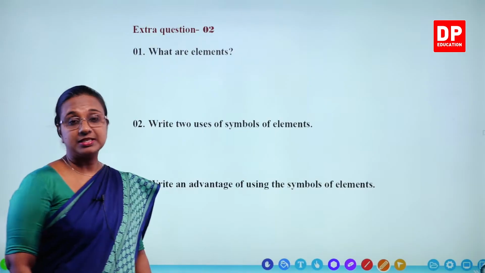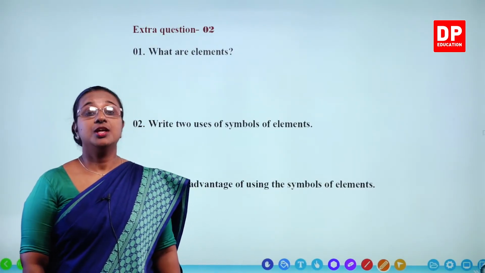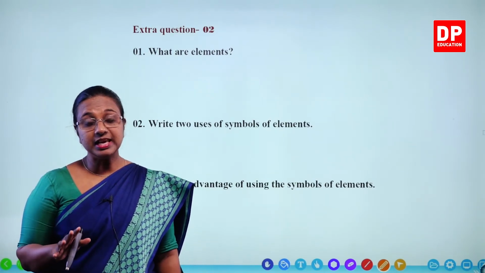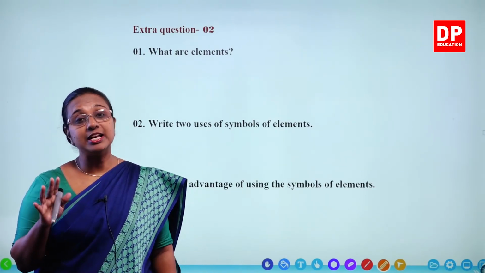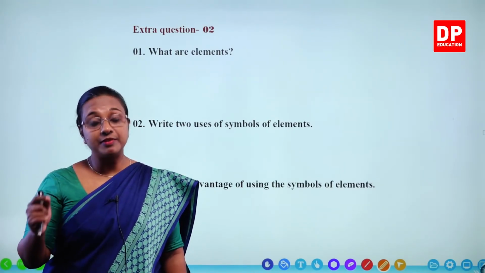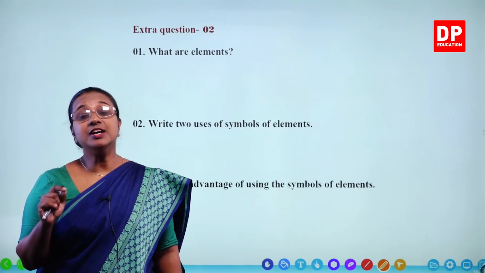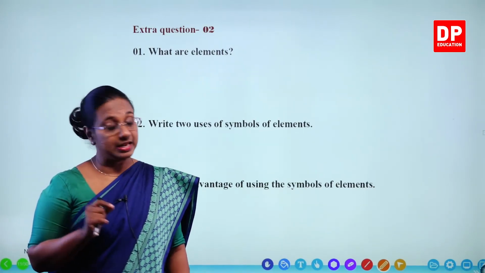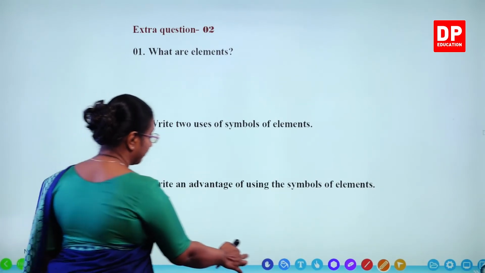What are elements? What are elements, students? Those are the pure substances that have a specific property and they cannot be divided further into simpler substances with different properties by either physical or chemical methods. Then they are known as elements. So that is what you have to write here.